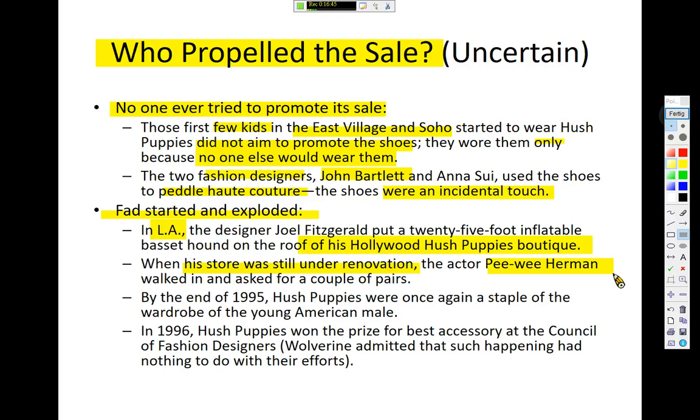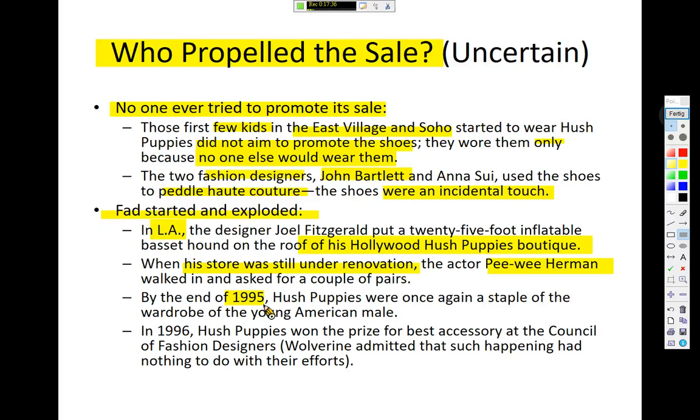Pee Wee Herman walked in and asked for a couple of pairs, while the store was still under construction. The inside decoration was still in process. And Herman walked in, hey, buddy, hey, man, can I have a pair of the shoes? Okay, so by the end of 1995, hush puppies were once again a staple of the wardrobe of the young American male. So if I wanted something to keep for my shoes, I needed to have a pair of hush puppies. That was common sense at that time. It's a must, a must-have stuff that I have to keep.